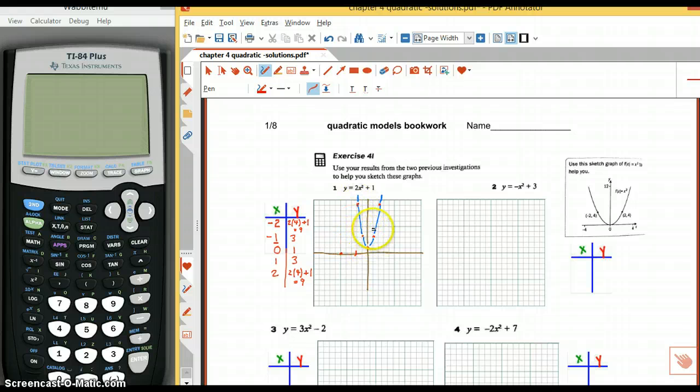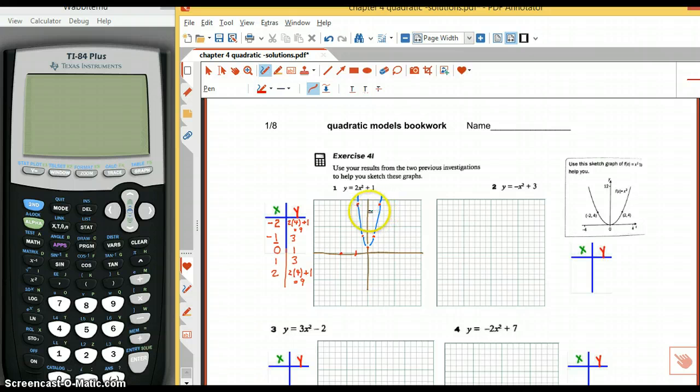Parabolas go down and then they come back up, or vice versa. So now we can predict that the next one is going to be 9 because we know that parabolas are also mirror images from the left to the right. So if we put a +2 in there, 2 squared times 2 is 8 plus 1 is 9. And what do you know? Okay, so we have just graphed our parabola by hand.